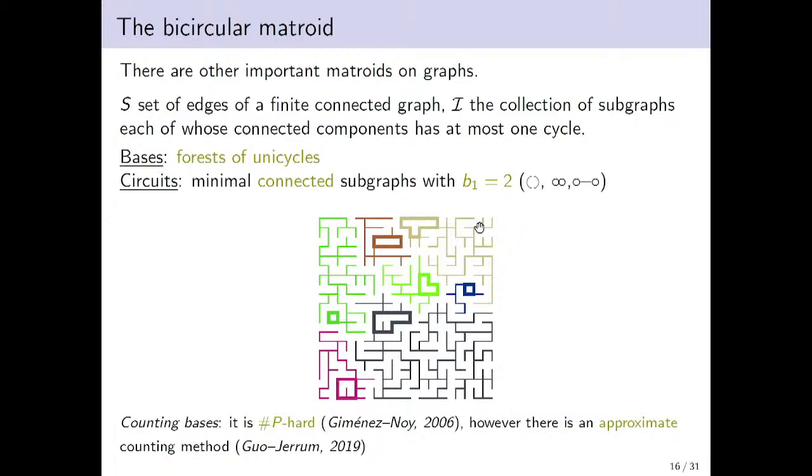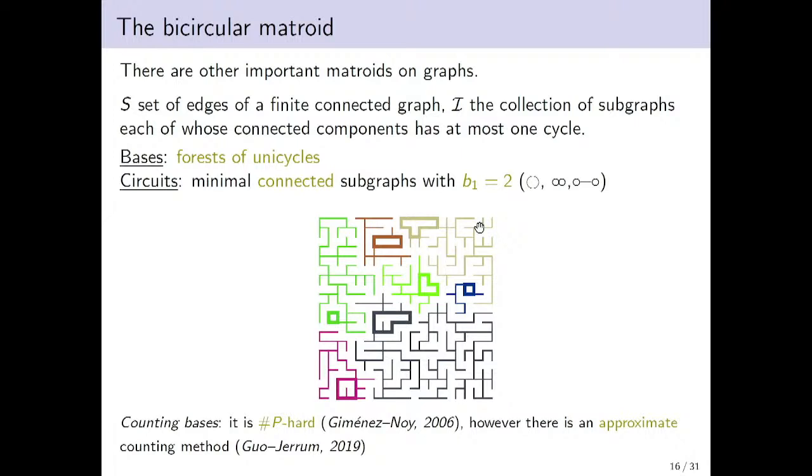Often in combinatorics, people talk about them in this way. You can imagine having theta graphs, or 2 cycles touching at one vertex, or 2 cycles joined by a path. But from the point of view of their number of cycles, they're all in the same family. And now again, a remark about counting. It has been shown by Jiménez and Noy that counting this number of bases is hard. So you won't find a determinantal formula.